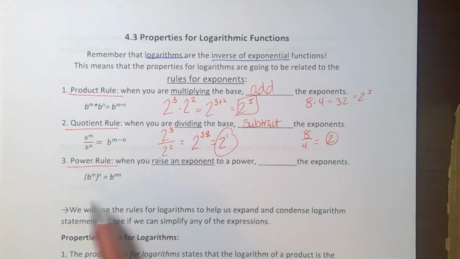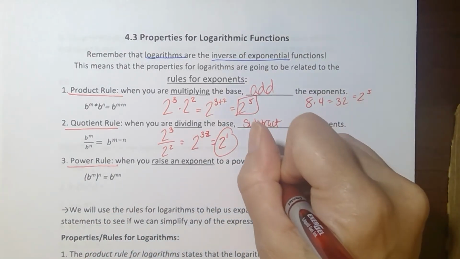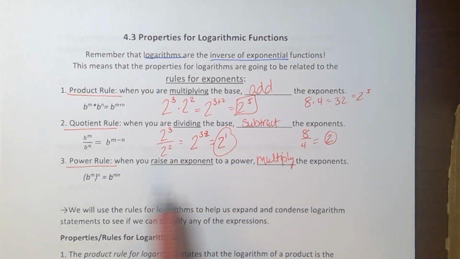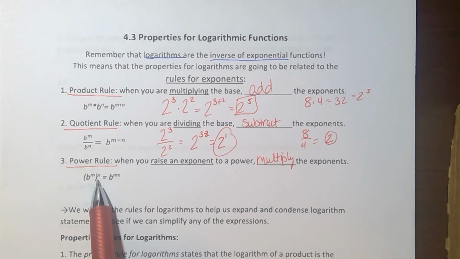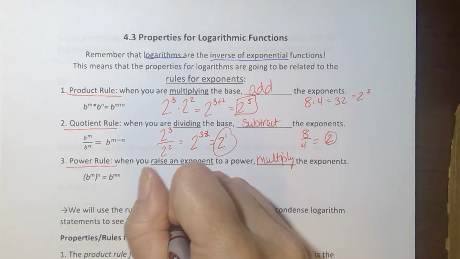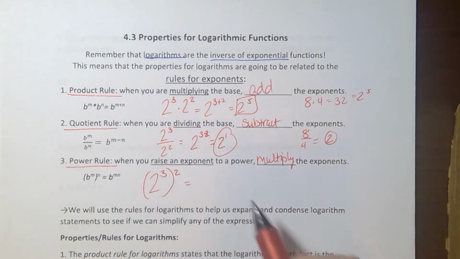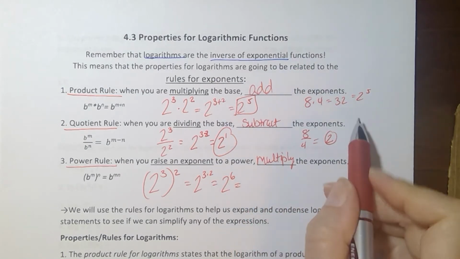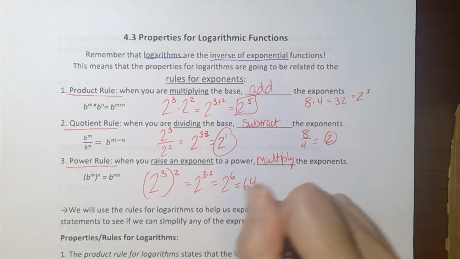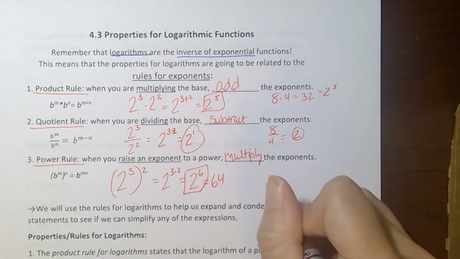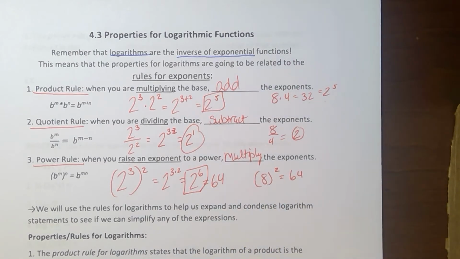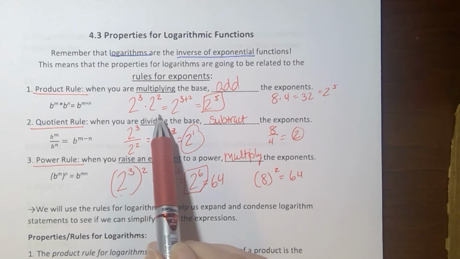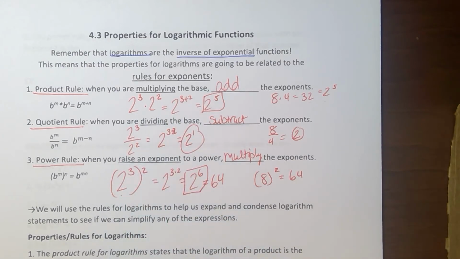Then I have my power rule. The power rule tells me that when I raise an exponent to another power, I'm going to multiply the two exponents, because raising something to an exponent is repeated multiplication. For example, in general terms, b to the m raised to the n power is the same thing as b to the m times n, or 2 cubed squared is the same thing as 2 to the 3 times 2, or 2 to the 6th, which is 64. Just to verify, 2 cubed would be 8, 8 squared is 64. So if I only have a single base, I'm multiplying the exponents. If I'm multiplying bases, I add the exponents, and if I'm dividing the bases, I subtract the exponents.